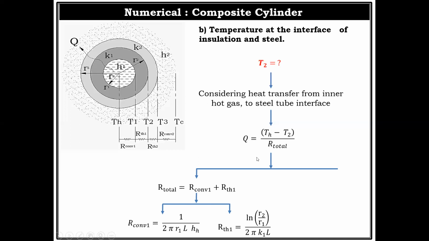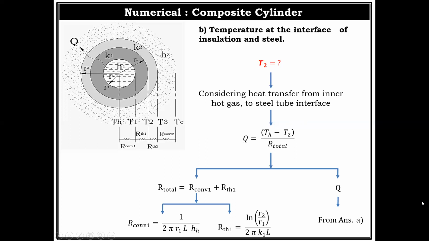Now the question is Q. Q will be obtained from our answer of A, because the heat transfer rate will be the same throughout this composite cylinder, whether we consider the complete system, a single convection part, or convection and conduction part, anything. So the heat transfer rate will be the same. The Q value will be obtained from the answer of the first part. So we have all the values: R total, Q and TH. So we can find the T2 value.